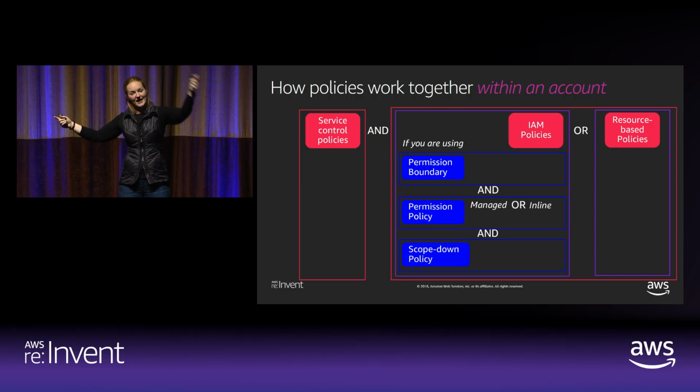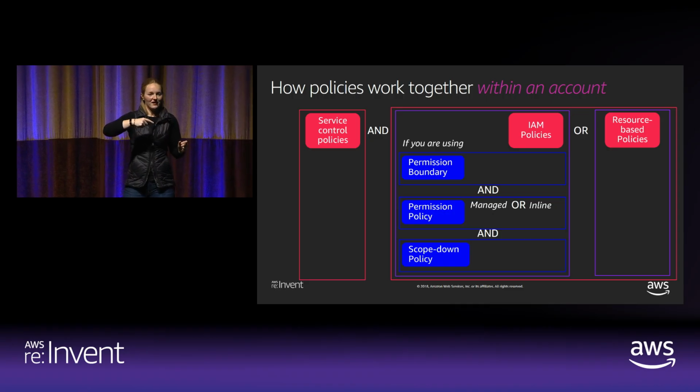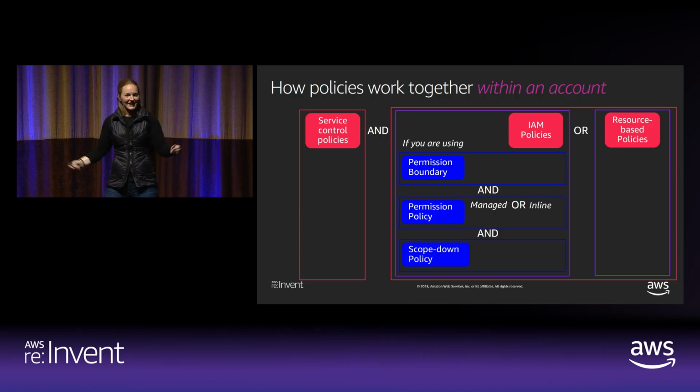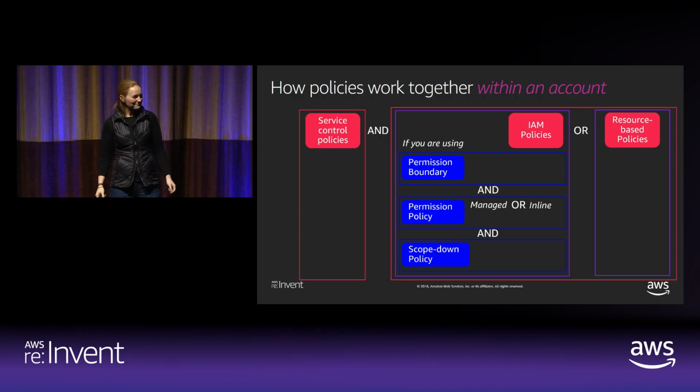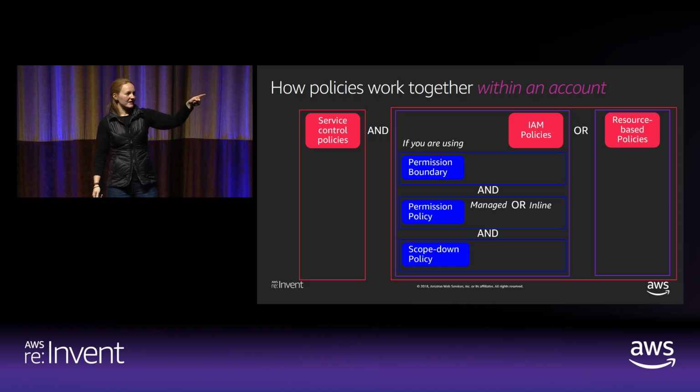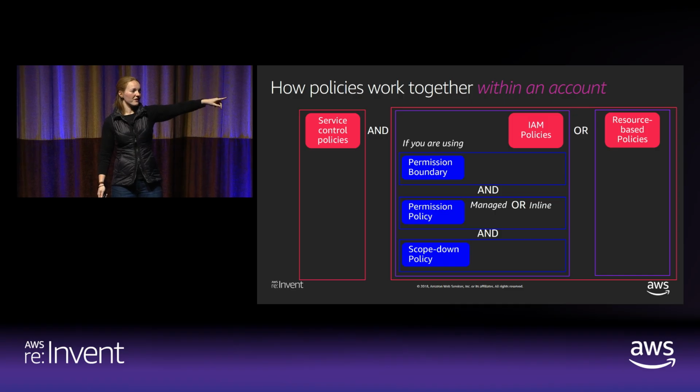You need account A to say, hey, I trust you, account B. And you need account B to say, hey, I trust you, account A. I like to call it the trust hug, right? You got to get both sides around. Okay, so this is how it operates within an account. So you need IAM policies. If you're using a permission boundary, the permission must be allowed in the boundary, and it must be allowed in the permission policy. And if you pass down a scope down policy, it must also be allowed in there. If you're not using a permission boundary, you can just do it on the permission policy, and same thing with the scope down. If you're not using it, it doesn't matter.